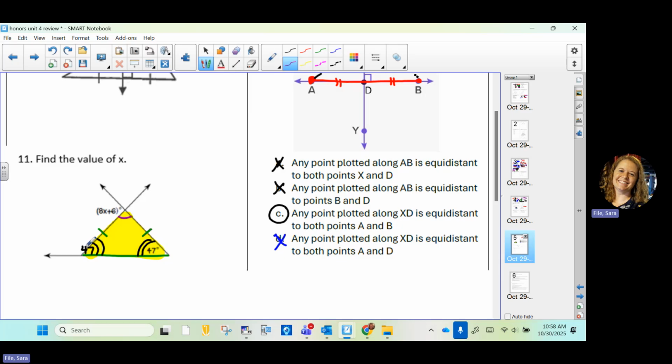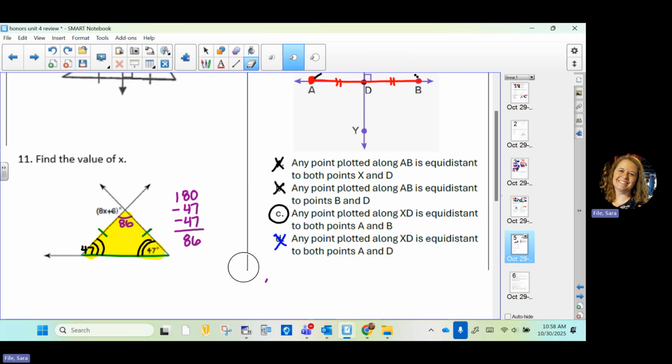But if I know 47 and 47, can I find the vertex angle? Yes, I'm going to take 180 minus 47 minus 47, or you could add the two 47s together first if you prefer, and then subtract that from 180. Either way, you get 86 for the vertex angle. Are we good?